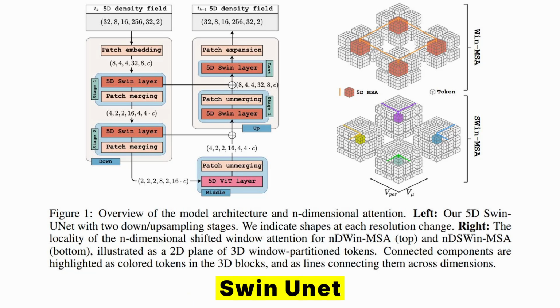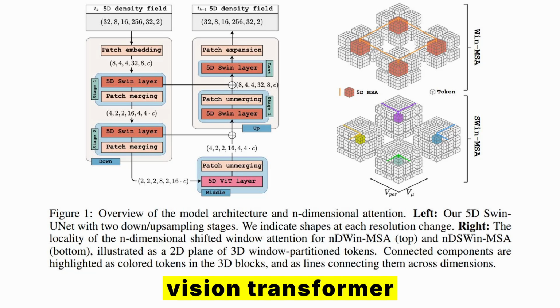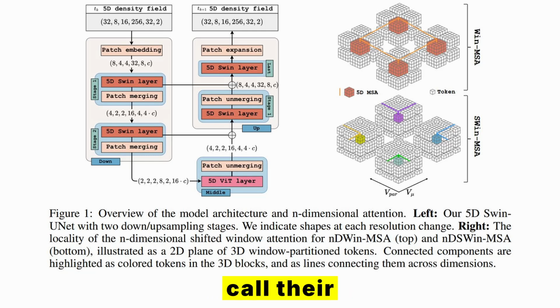5D Swin UNet. To process the 5D input, the authors generalize the hierarchical Swin transformer to an arbitrary number of dimensions. The Swin transformer is a type of vision transformer that uses shifted windows to reduce the computational cost of self-attention. The authors extend this approach to 5D and call their model 5D Swin UNet.